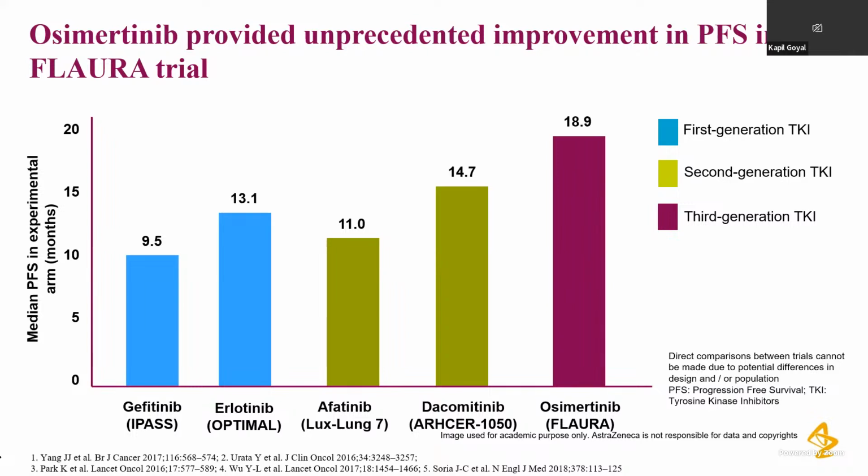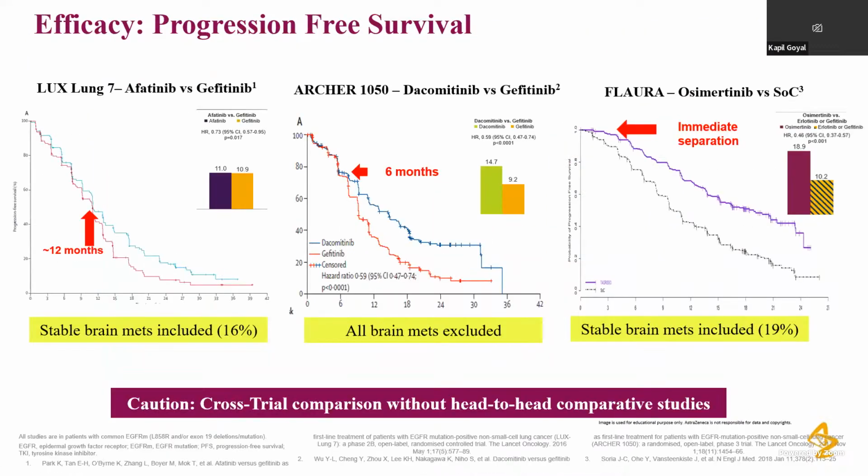While talking about this third generation osimertinib, we see that the median progression-free survival was 18.9 months, which was quite ahead compared to the previous generation TKIs. Here we see the Kaplan-Meier survival curve in the Lux-Lung 7 trial, which compared afatinib with the standard of care gefitinib arm. We see that the curves started separating after only 1 year of the therapy.